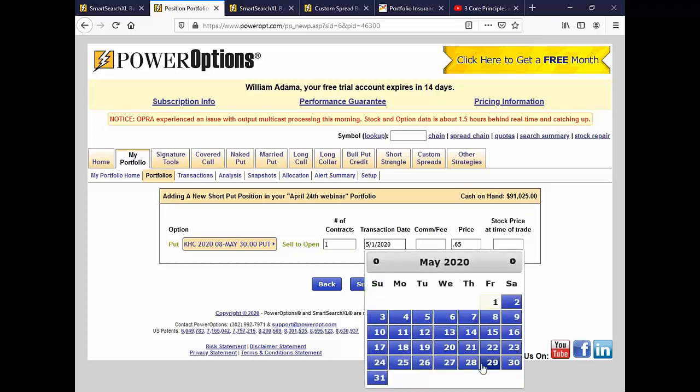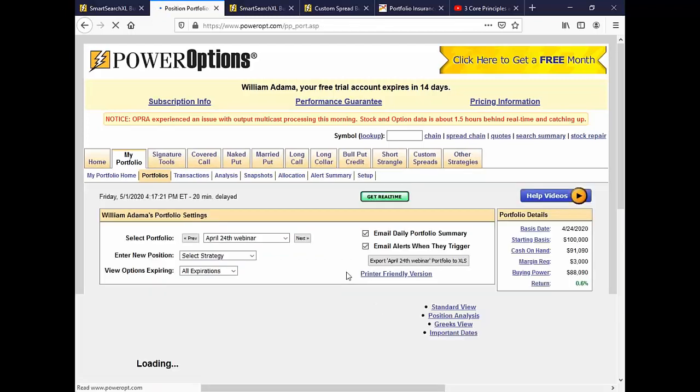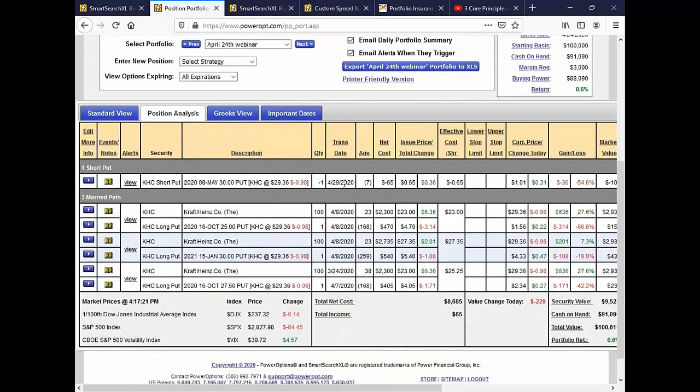And we did this on the 29th. So now, in addition to the married puts, I have this naked put sitting there, but the stock's fallen, it's at 29.36. It's going to cost me $1 to buy it back, so I'm looking at a loss of only about 36 cents.